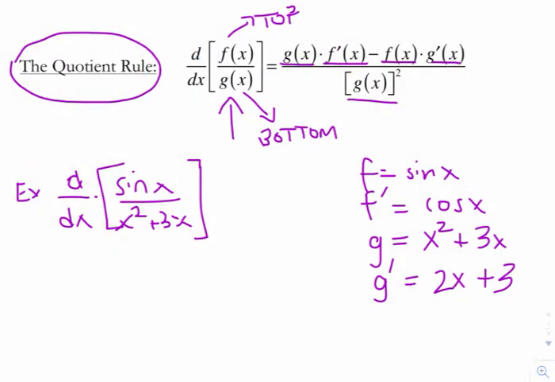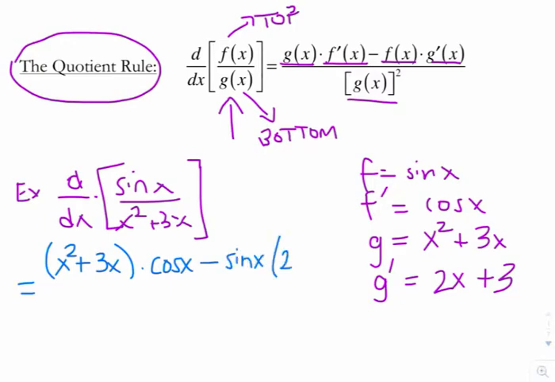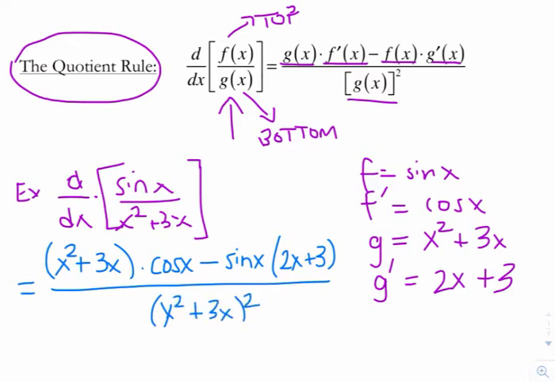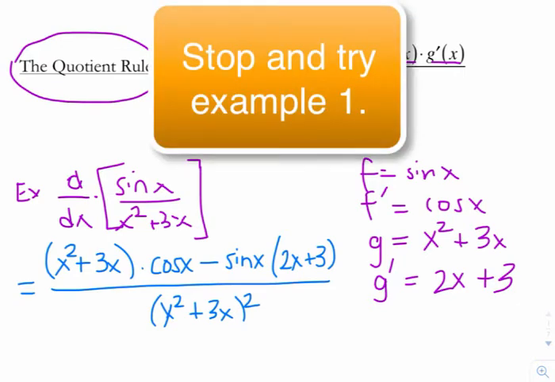So applying the formula tells us that the derivative is the bottom times the derivative of the top minus the top times the derivative of the bottom over the bottom squared. At this point, I want you to stop the video, go to example 1, and try to do example 1 on your own. When you're done with that, you can resume the video.